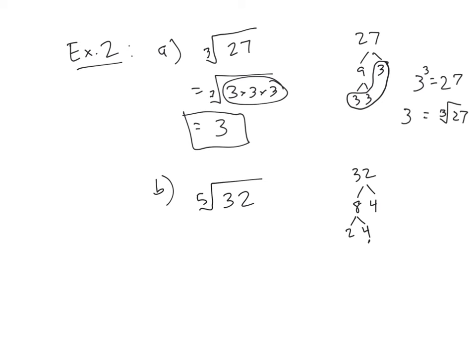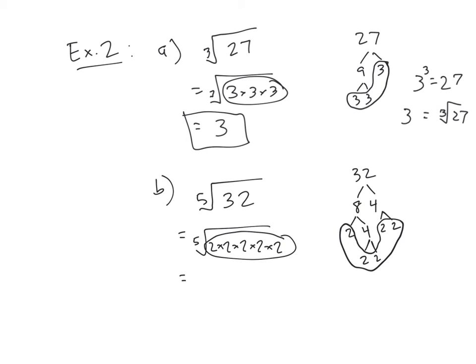And so I'm going to have to break my 4 into a pair of 2s and then my other 4 into a pair of 2s, and then I'd have 5 2s. And now I'm in business, right? Because I have the 5th root of 2 times 2 times 2 times 2 times 2, 5 2s all multiplied together. So then I can take that one group of 5 2s and I'm just left with 2.